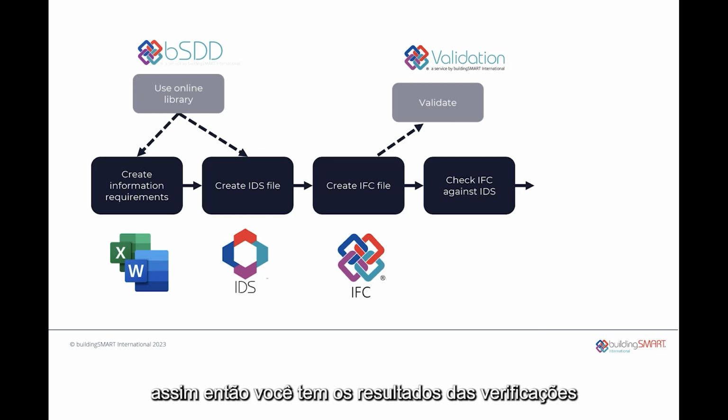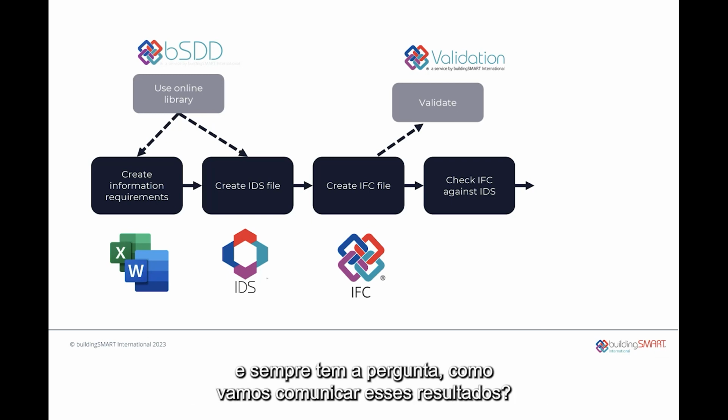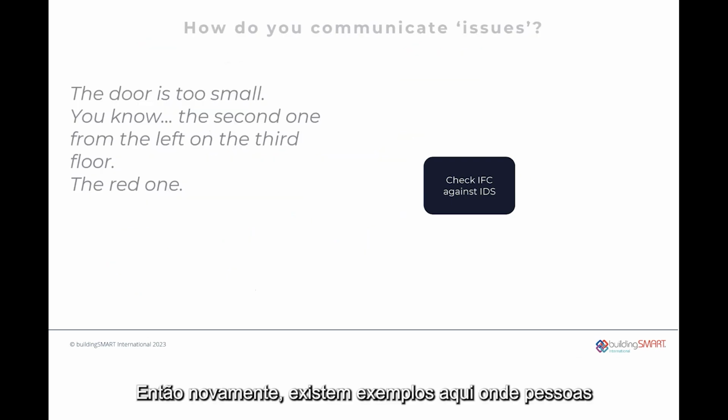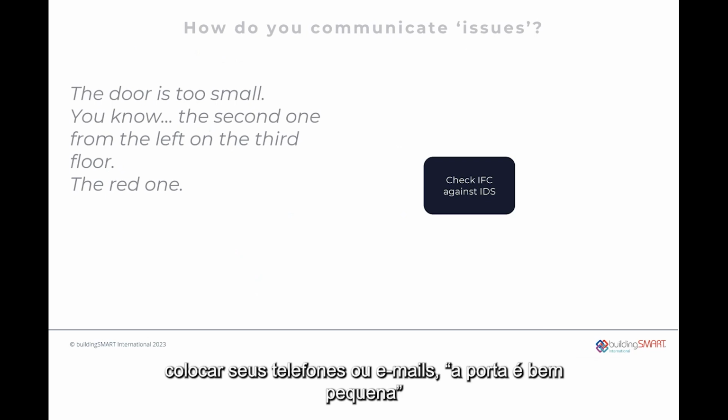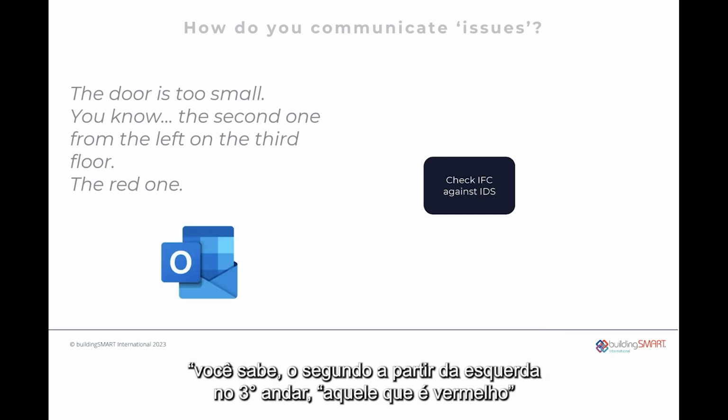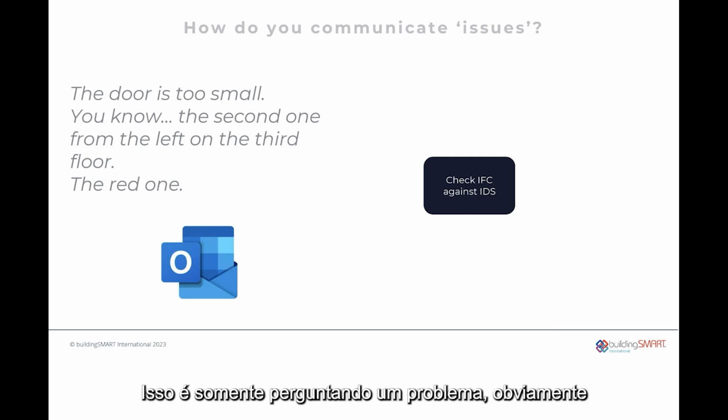And then you have the results of that check. And it's always the question, how are you going to communicate those results? So again, there are examples here. People pick up the telephone or send an email. The door is too small, the second one from the left on the third floor, the red one. And this is just asking for problems, obviously.